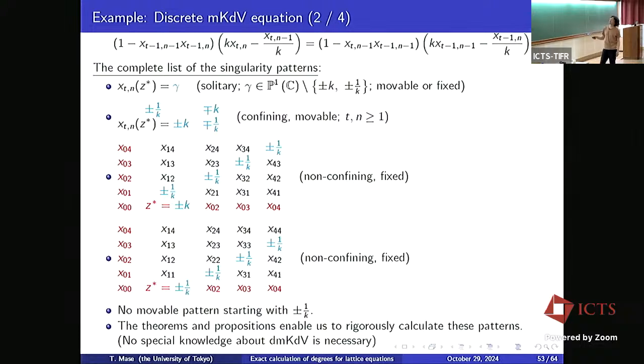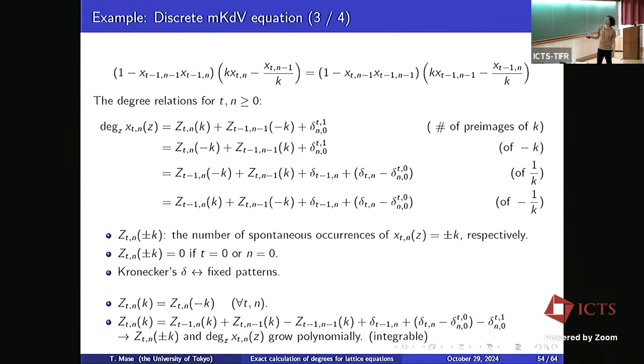And this is a confining pattern, movable, starting from plus minus k. And this is fixed, non-confining. This is fixed, non-confining again. But the important thing is there is no movable pattern starting with plus minus 1 over k. So we can solve the degree relations and get the degrees. So these are the degree relations.